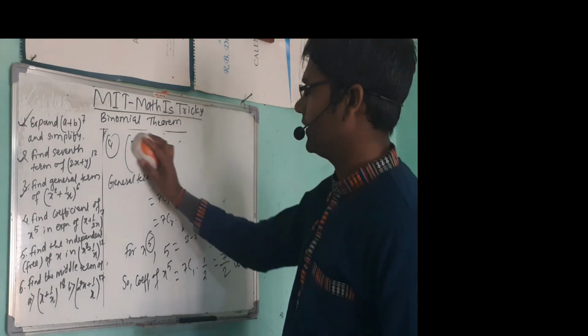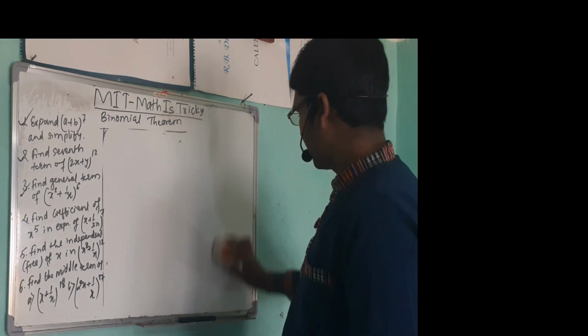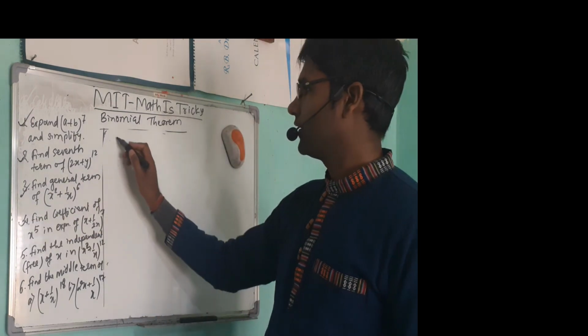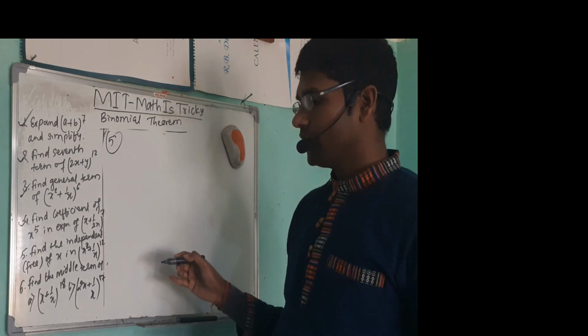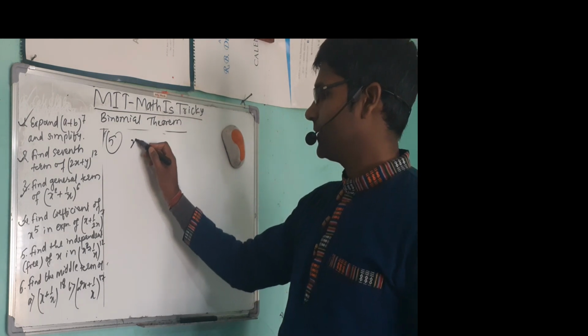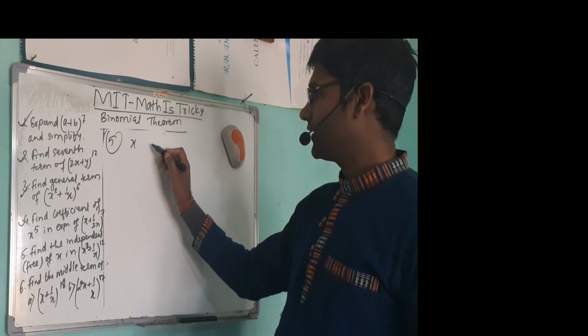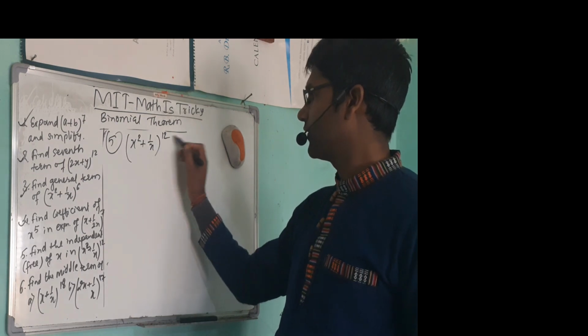Now question number 5. Find the independent term, or the term which is free of x, in the expansion of (x squared plus 1 by x) power 12.